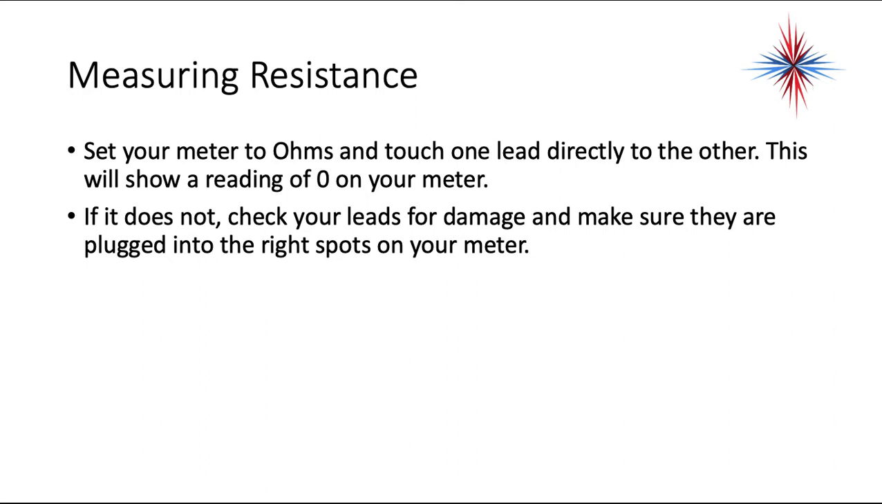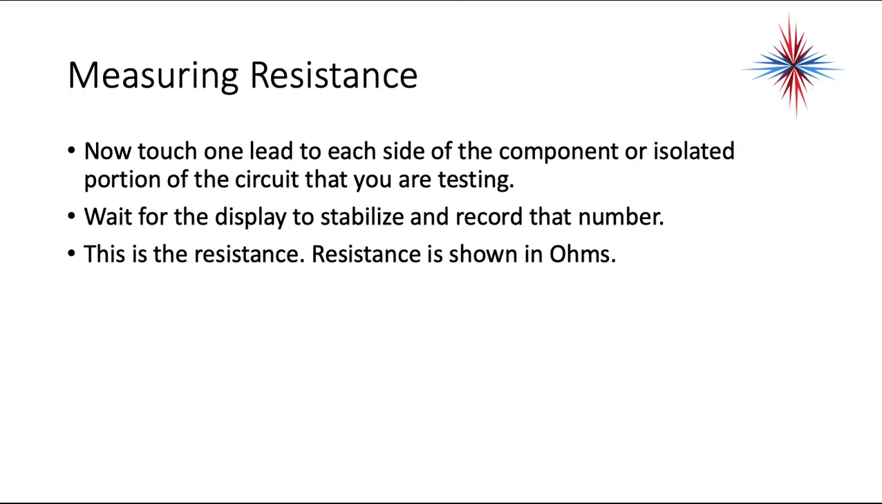Okay, we always want to check our leads first. If it does not read 0, check your leads for damage and make sure they're plugged into the right spots on your meter. Now, touch one lead to each side of the component or isolated portion of the circuit that you're testing. Wait for the display to stabilize and record that number. This is the resistance. Resistance is shown in ohms.